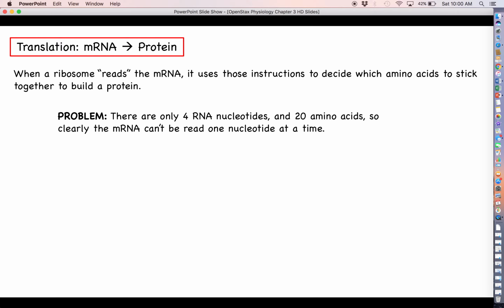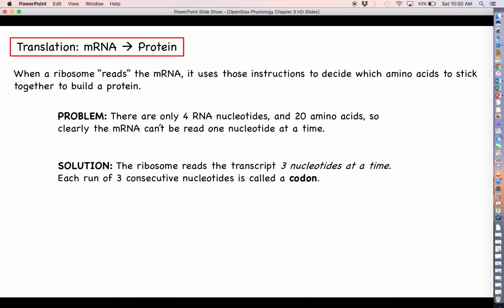You would basically have to have some way of, for every one nucleotide, being able to determine which of 5 amino acids that means, and there's no way to do that. So how do we solve that problem? Well, the ribosome actually doesn't read one nucleotide at a time. It reads 3 nucleotides at a time.